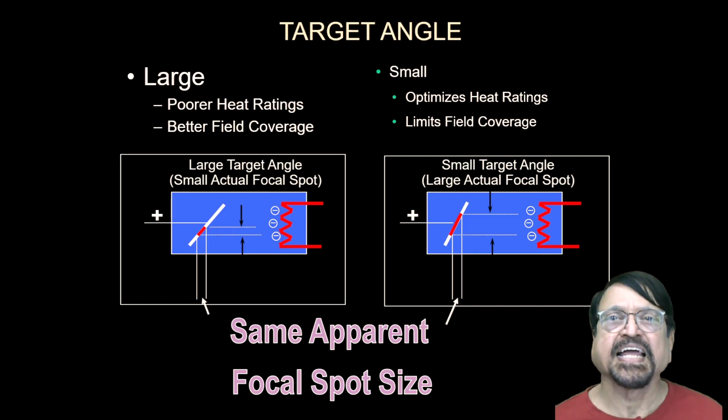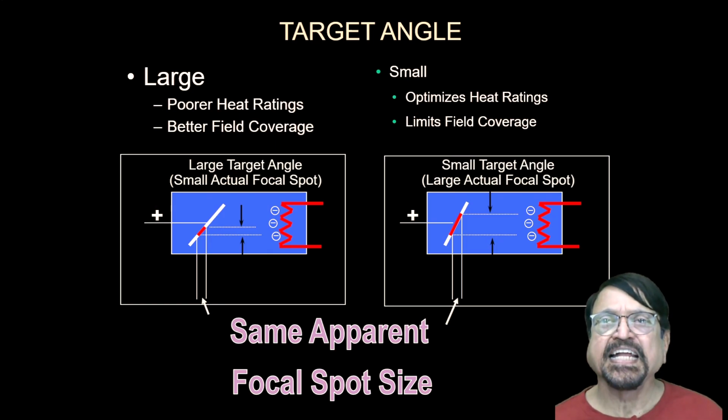Now here target angle, again we are explaining larger and smaller better. If you want a poor heat rating, you use large. Then if you want better field coverage, you use a large. Then the small focus will give you optimized heat rating and it will limit field coverage.